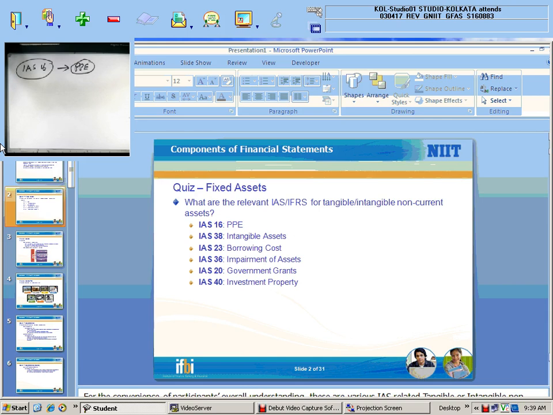Then IAS 23 deals with borrowing costs for acquisition of such assets, how they have to be treated: interest charges, interest paid on loans taken to buy fixed assets, etc. Then IAS 36 deals with the impairment of assets. IAS 20 relates to government grants, and IAS 40 to investment property. So there are various IAS or accounting standards related to tangible or intangible non-current assets in the balance sheet.